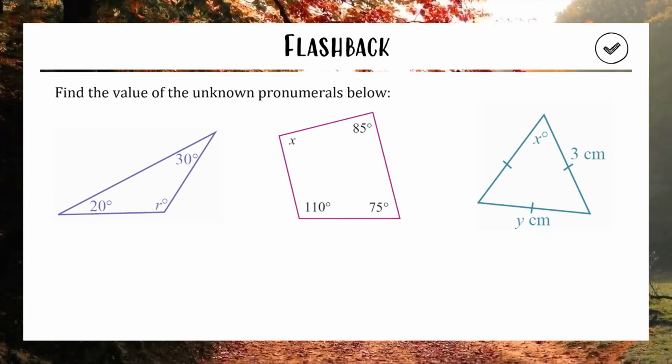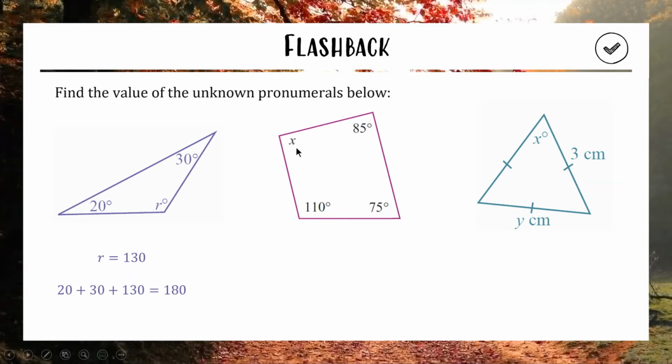All right, so well done for the first one if you got the value of r being 130, because if we do 20 plus 30, we make 50, and so we've got 130 left to add up to 180. Or if you wanted to, you could have worked backwards and you could have done 180, take away 20, take away 30, if you prefer.